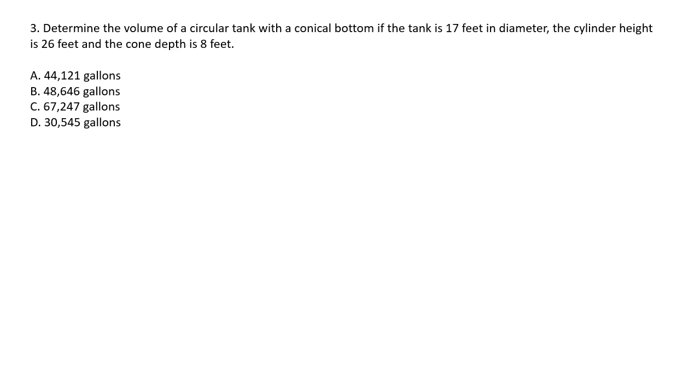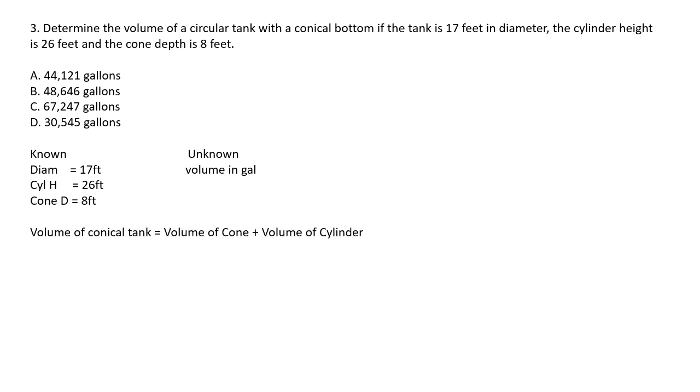Question 3. Determine the volume of a circular tank with a conical bottom if the tank is 17 feet in diameter, the cylinder height is 26 feet, and the cone depth is 8 feet. As always, we're going to start by pulling our known and our unknown out of our word problem. What you know is the diameter is 17 feet, the cylinder height is 26 feet, and the cone depth is 8 feet. What we're looking for is the volume in gallons.